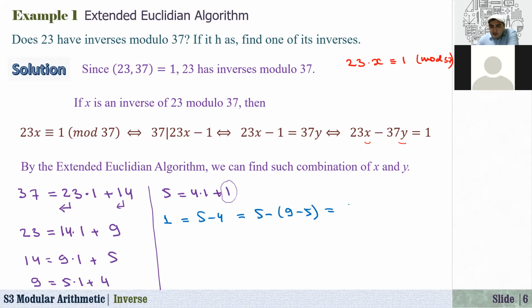I can just write it as 2 times 5 minus 9 equals. Now from the previous one, instead of 5, I can write 14 minus 9. So here we have 2 times, what is 5? It is 14 minus 9. So here still I have 9 here. Let me simplify again. 2 times 14, and 2 times negative 9 minus 9, that is minus 3 times 9.